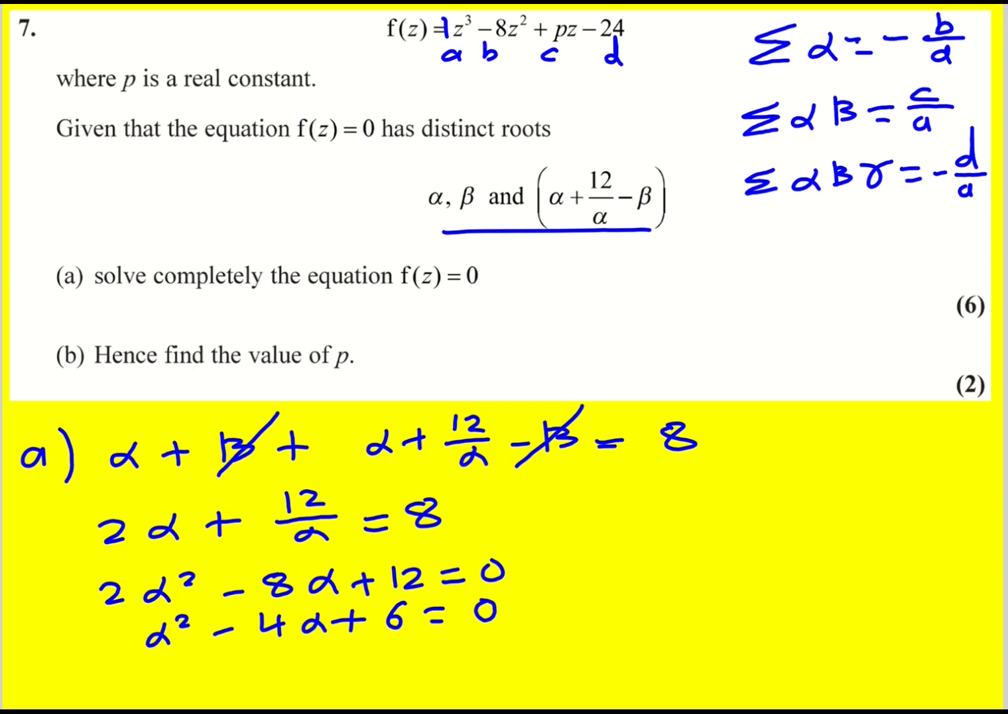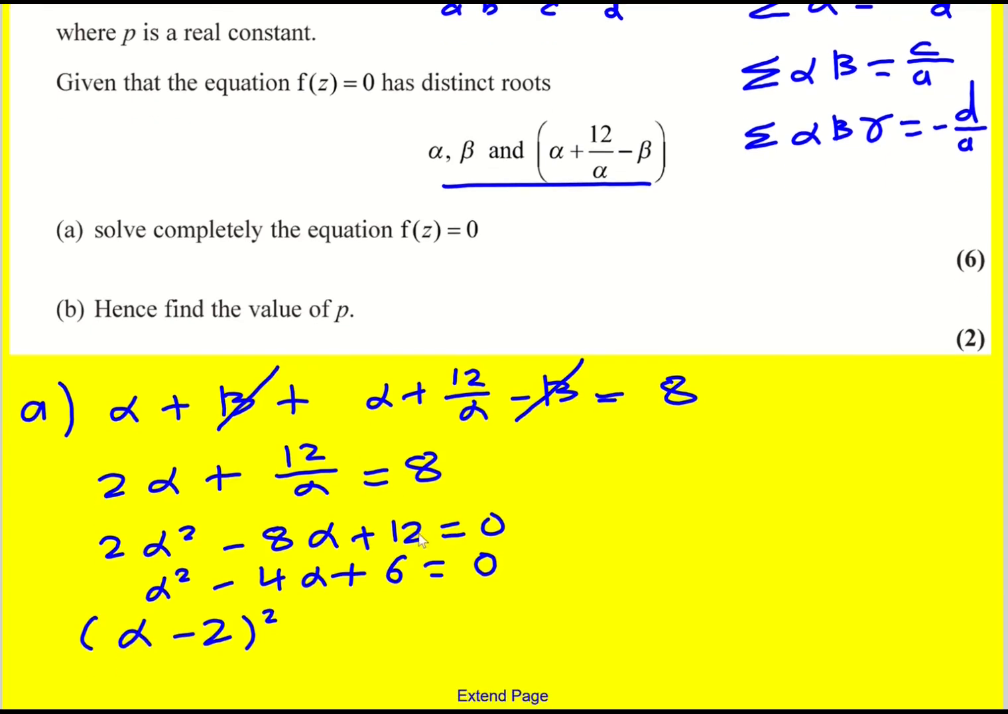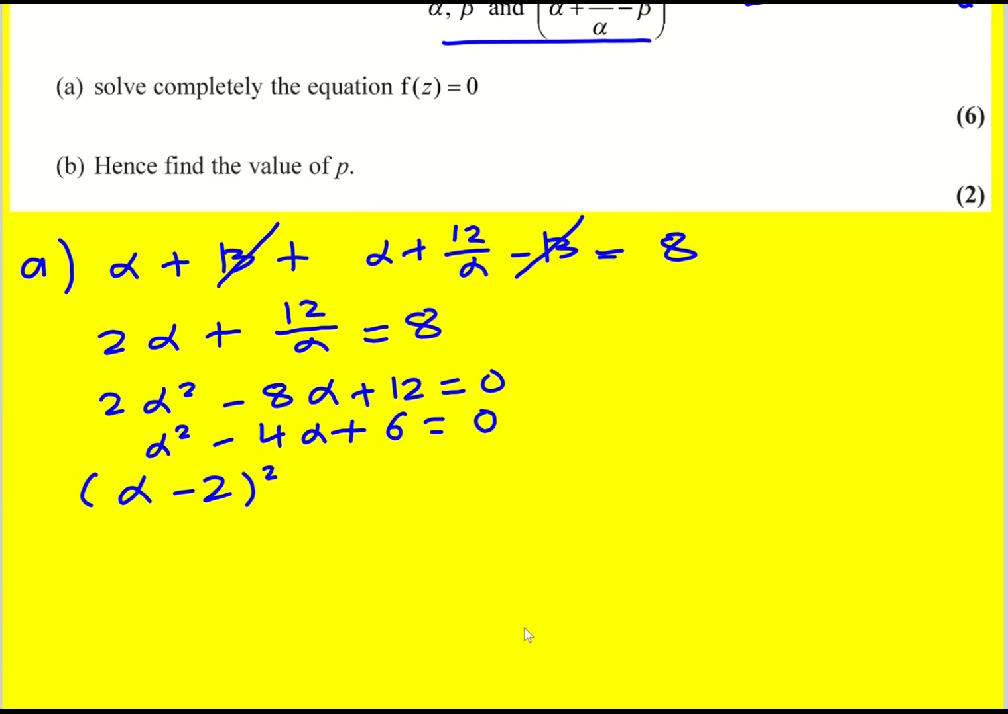And if you try and factorize this, you'll see that it doesn't. You could try 1 and 6, and 2 and 3, but they both have to be negative to get the minus 4 here. So at this point, you can either use the quadratic formula, or it's actually in quite a nice form to complete the square. That's what I did when I did this question. I know you might just stick it in your calculator, but alpha minus 2 all squared minus 4 plus 6 equals 0. So alpha minus 2 all squared is going to equal minus 2.